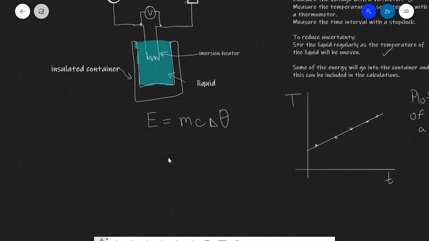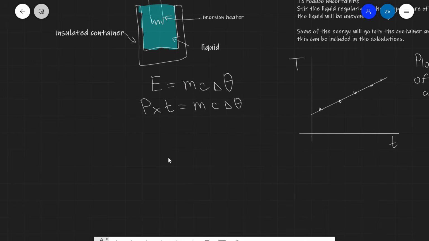If we divide both sides by time, or a different way of thinking about it is, let's introduce power into the equation. So remember, power is energy over time. Therefore, energy will be equal to power multiplied by time, and this will be equal to mc delta theta. Let me write power properly. So let's try again. P times t. So energy is just power times time, and this is equal to mc delta theta.